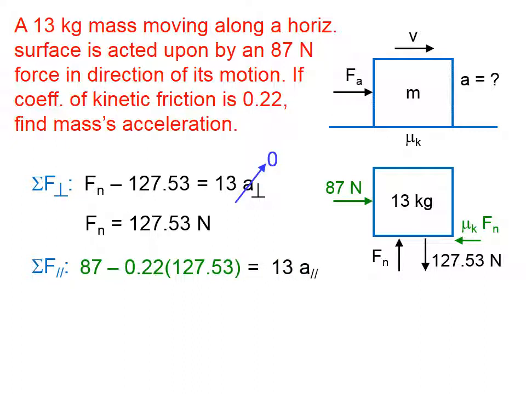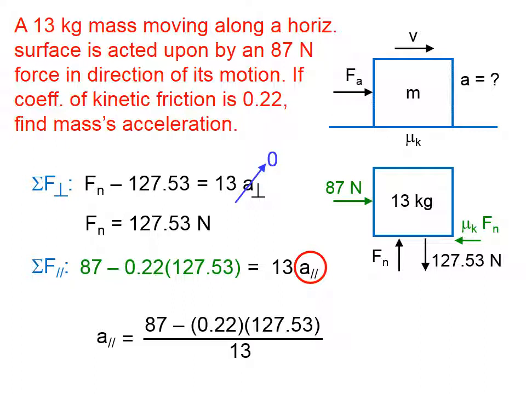And that should equal the mass of the object, which again is 13, times the acceleration of the object parallel to the surface. Which means everything is known except the acceleration, and we should be able to calculate that. If we divide both sides of this equation by 13 and correctly type that into our calculator, we get a number of 4.5 meters per second squared to the right.